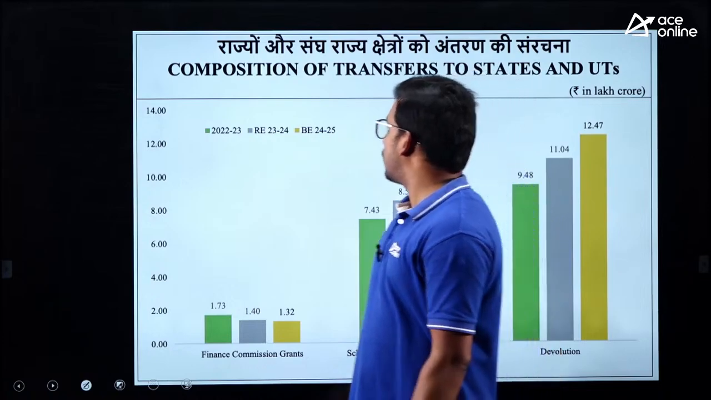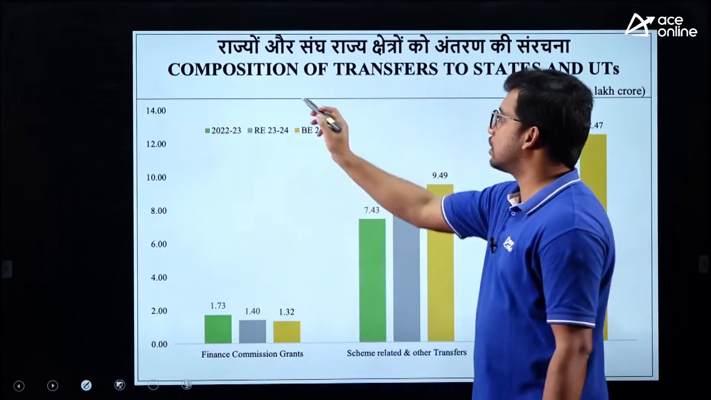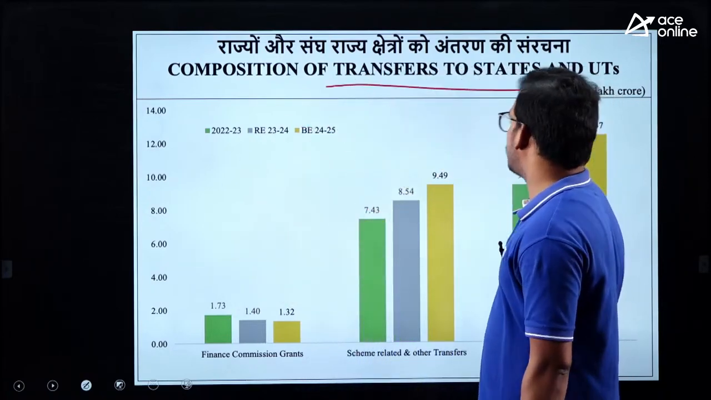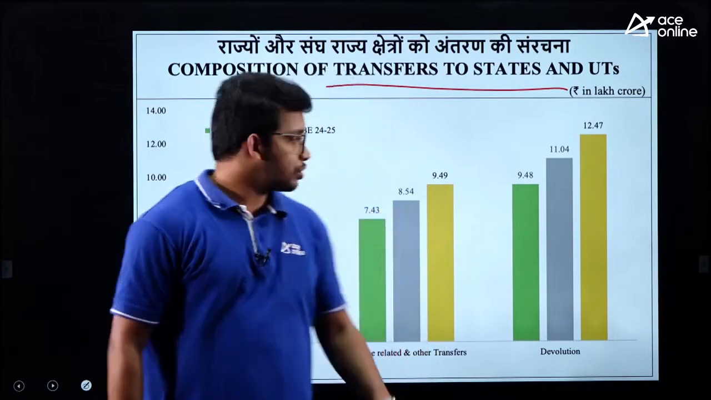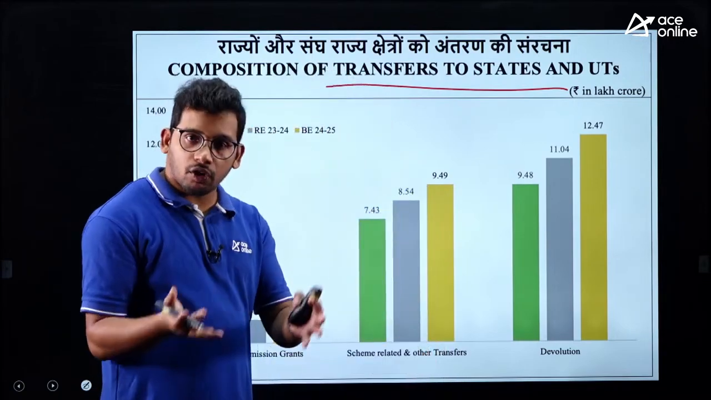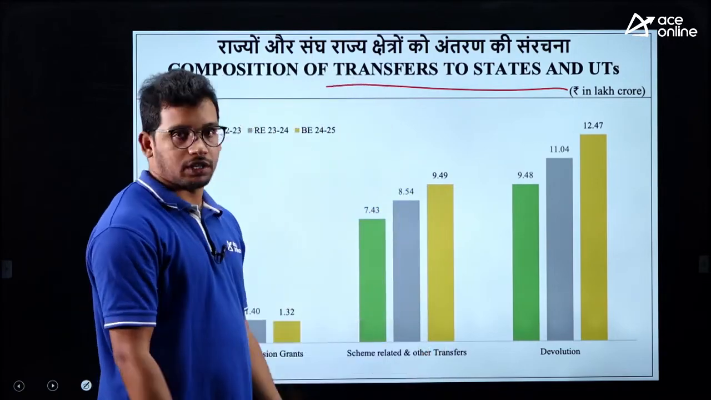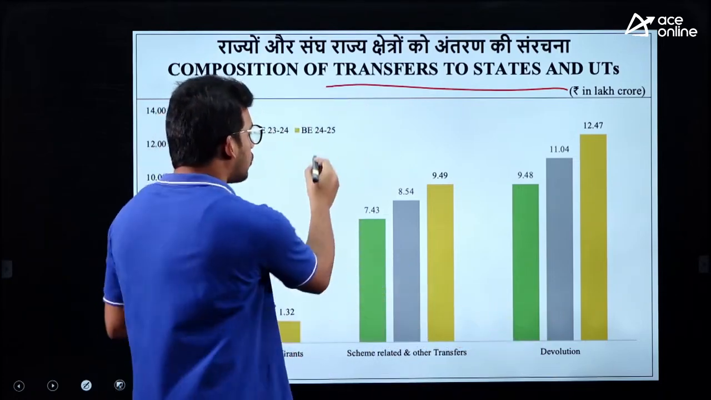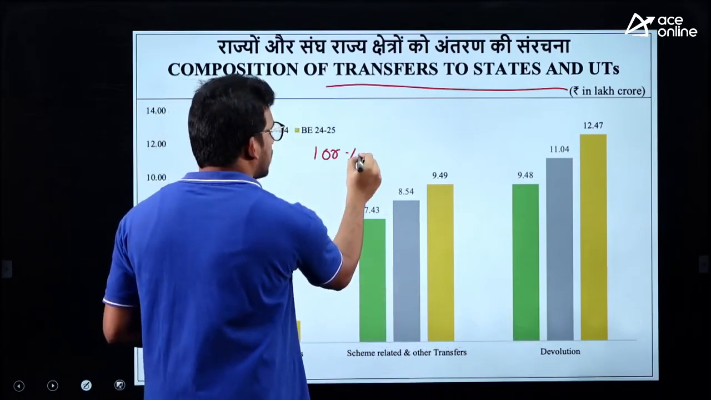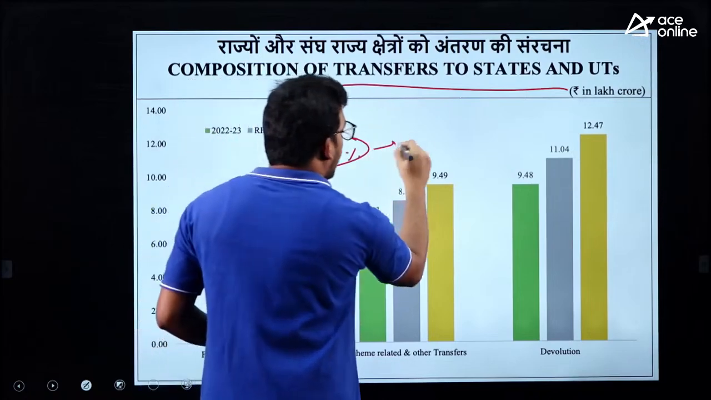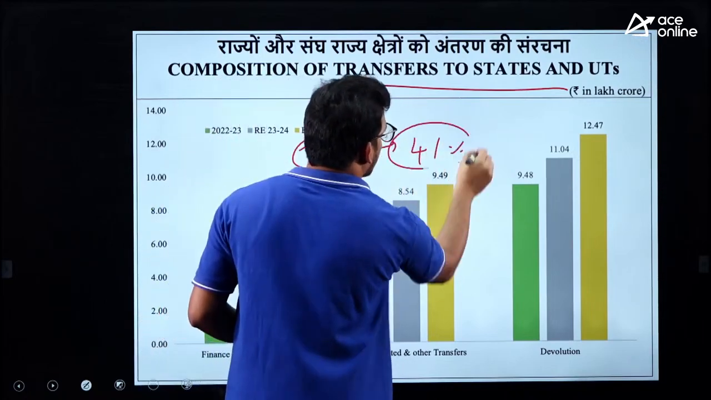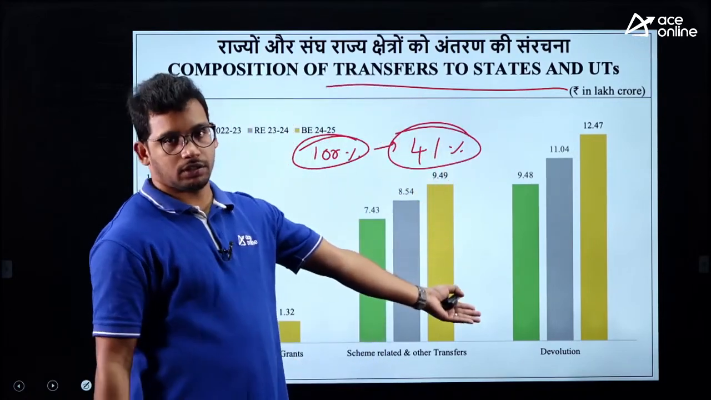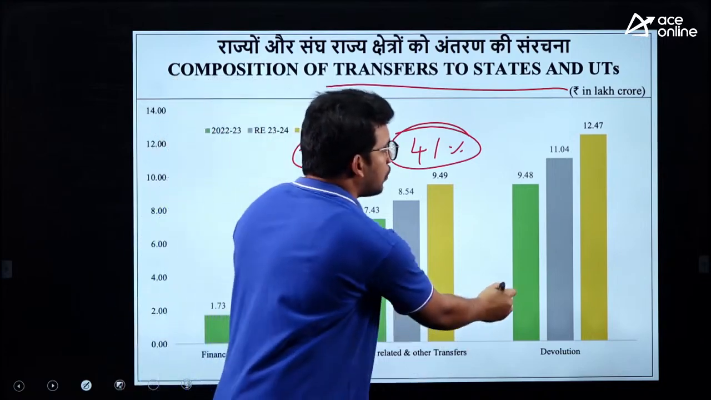Last slide for now for today's budget session: composition of transfers to states and UTs. In which ways is the central government giving money to the states? Devolution, that means the finance commission recommendation. Out of the total tax, say for example 100% tax is collected, 41% of the central government taxes are given to the states, right. So this is called devolution.